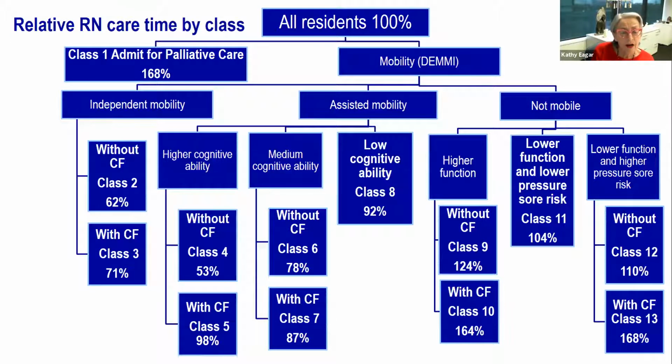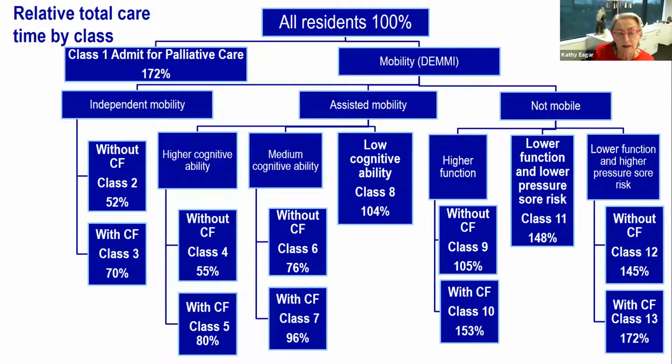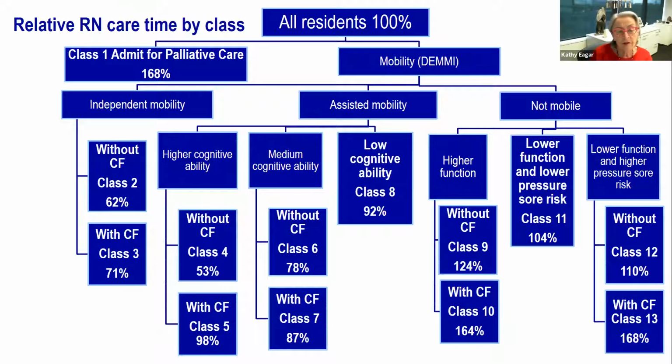In this slide, I've just changed it. It's the same thing, except this time I've just got registered nurse care minutes, so not total minutes. And we've done this for each of the professional groups. So for total time, it was 172 for class 1 and 52 for class 2. And when you get to registered nurse minutes, it's 168 versus 62. So I'm just looking at classes 1 and 2.